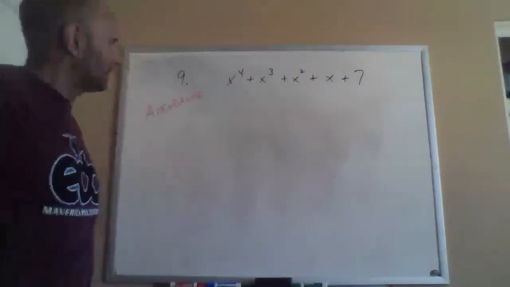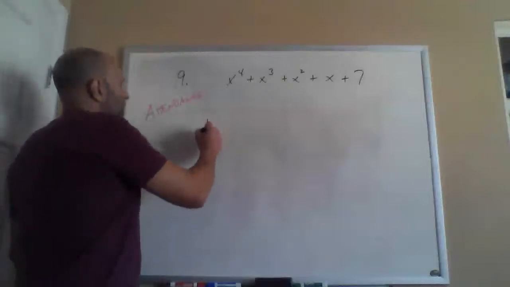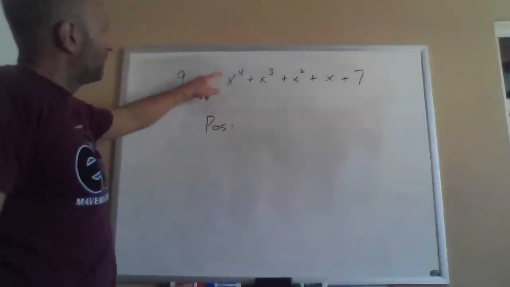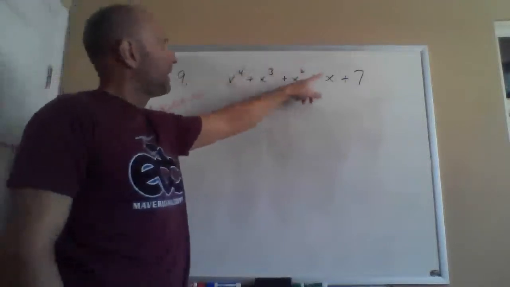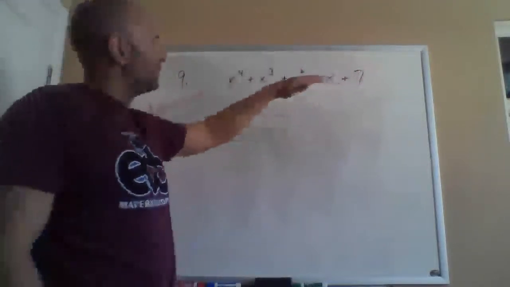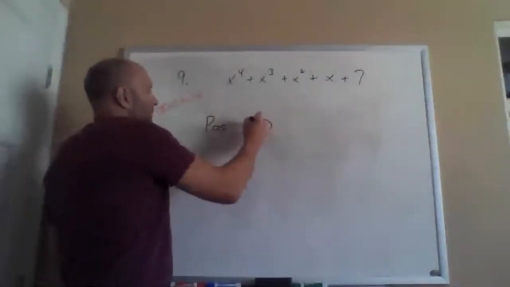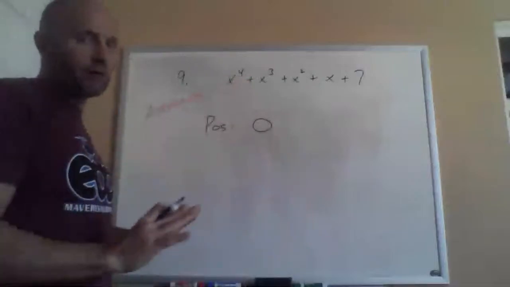Okay, good. So it looks like you guys are finishing up. So for the possible positive roots, I start, this is positive, stays positive, stays positive, positive. It never switches. There's no negative in this entire polynomial. So for the possible positive roots for this guy is 0. There aren't any.